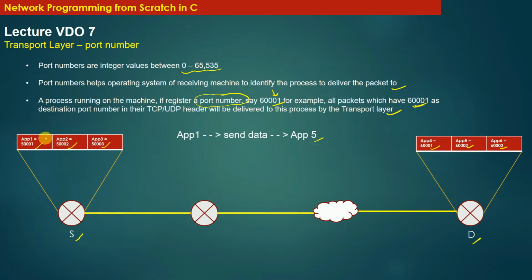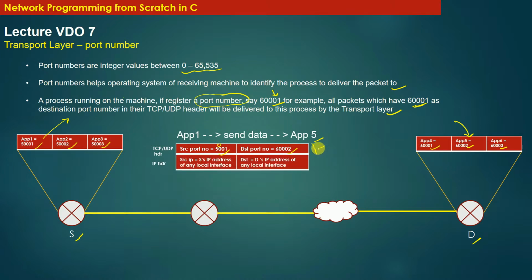Now for app 1 to send data to app 5, what should be present in the TCP header? That is, what should be the source port number and destination port number specified by app 1 in the TCP header? So in the TCP or UDP header, app 1 has to specify the source port number as 50,001 and the destination port number as 60,002. So this will complete the transport layer header.